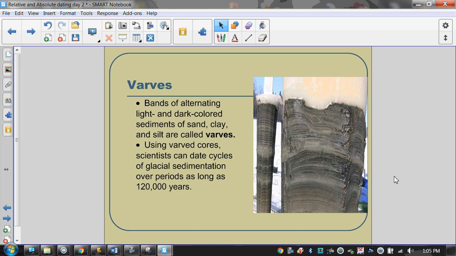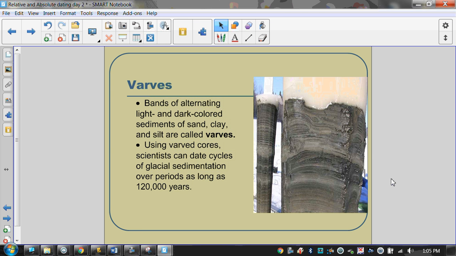A varve is kind of like an ice core. They do it the same way. They drill down into it, but now they're looking at clay that's in the bottom of lakes. Once again, the sediment settles down right from the surface. And so when things like ash and pollen and plant material and stuff like that settles down over time, it gets trapped in those mud layers.